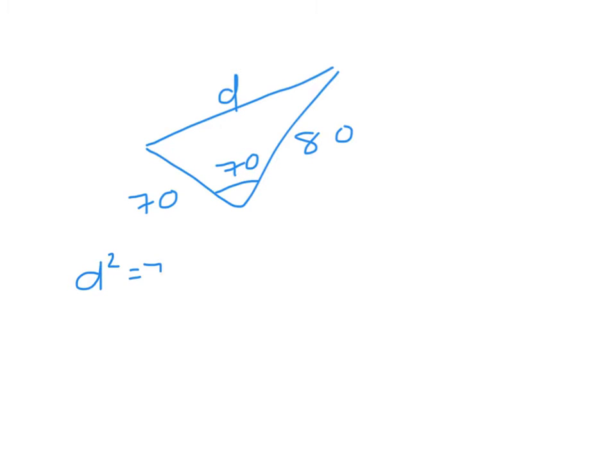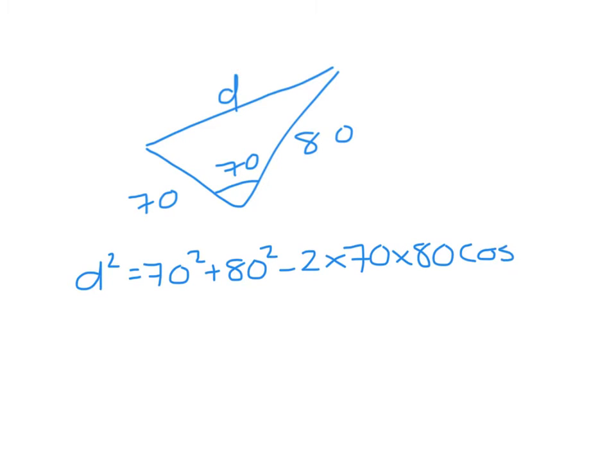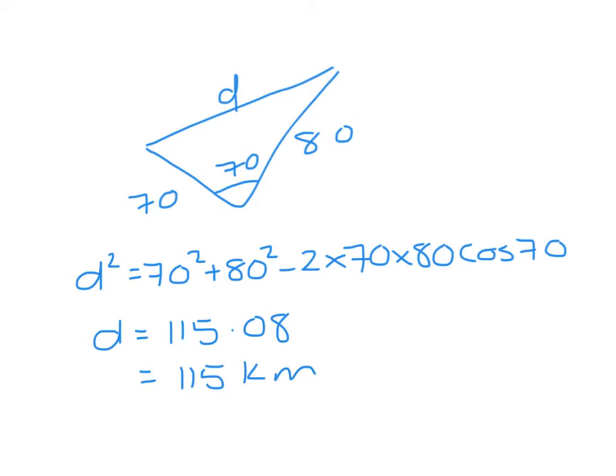So d squared has to equal 70 squared plus 80 squared minus 2 times 70 times 80 cosine 70. So putting that into the calculator, d is 115.08, so that's 115 kilometres to 3 significant figures.